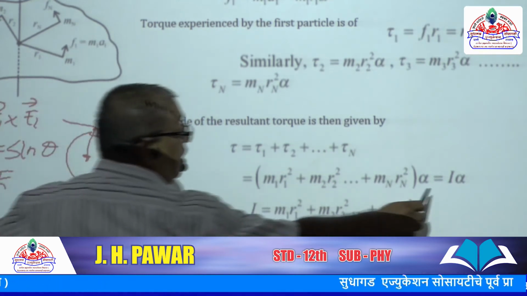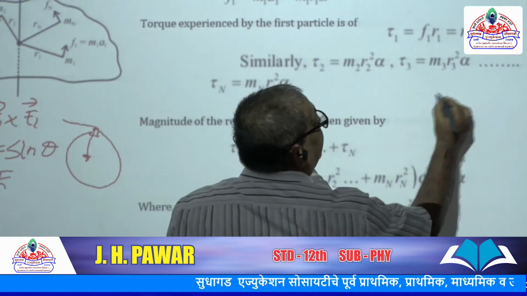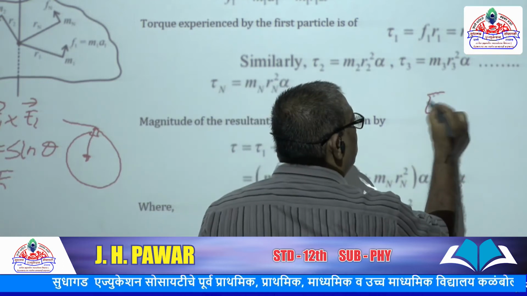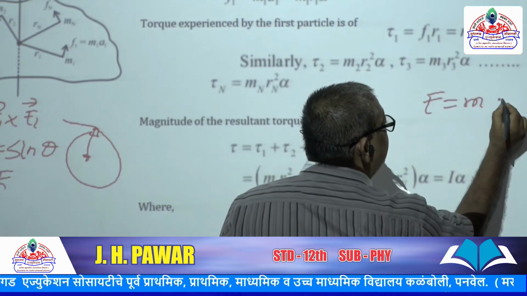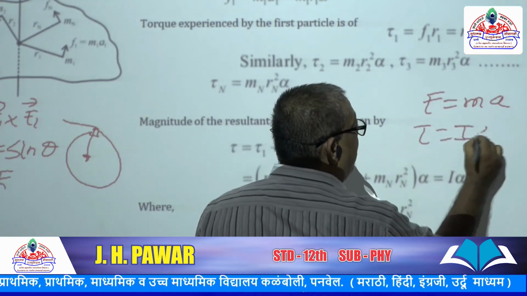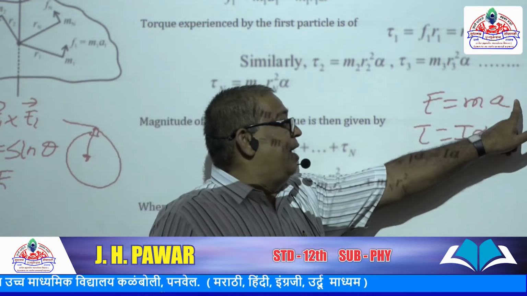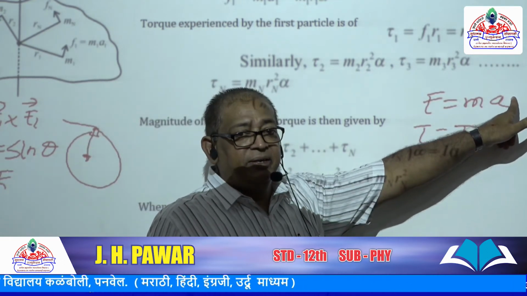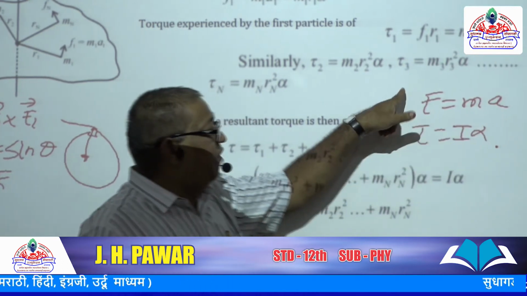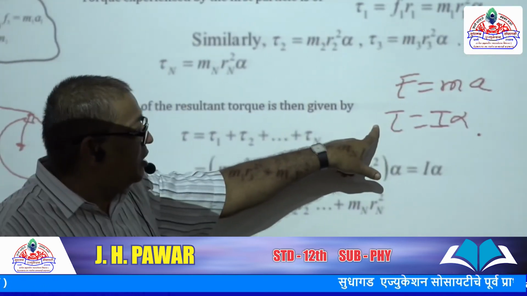Here, torque equals I into alpha. Again we go through it. We know that torque equals I into alpha. Similarly, as you know, force equals the magnitude of the force, M into A, and torque equals I into alpha. Then if we compare them, linear acceleration is analogous with angular acceleration, and force is analogous with torque in rotational motion.